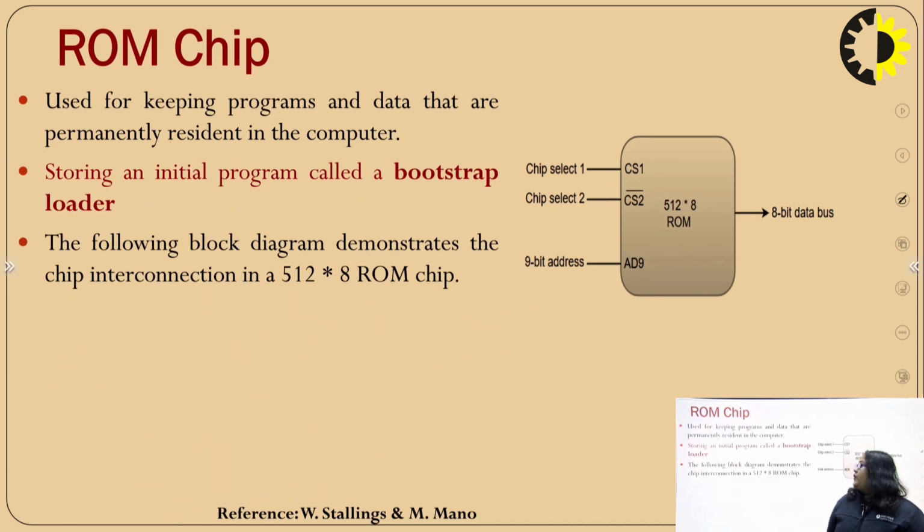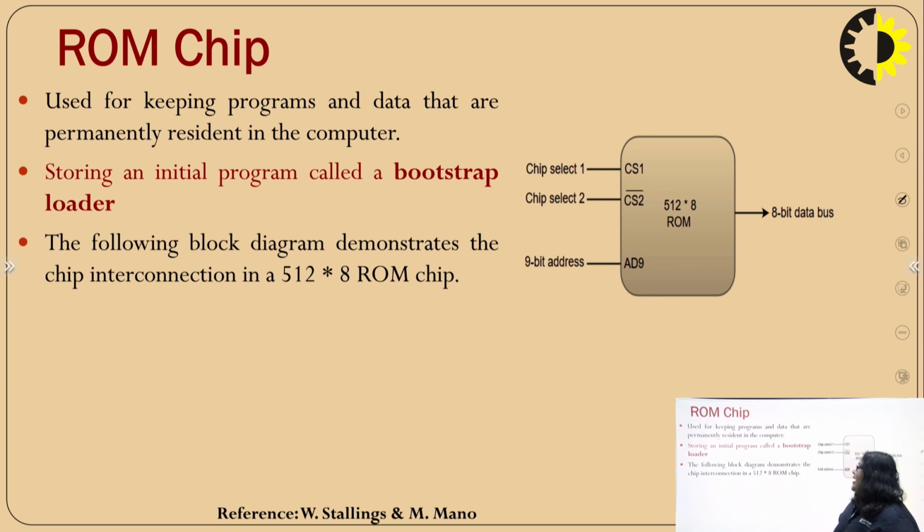Now we have to define the ROM chip. This is the same as the RAM chip. The difference is that there is only a read head, not a write head, because the ROM is read only memory, as the name also defines. It stores the initial program, known as the bootstrap loader, that we already know.